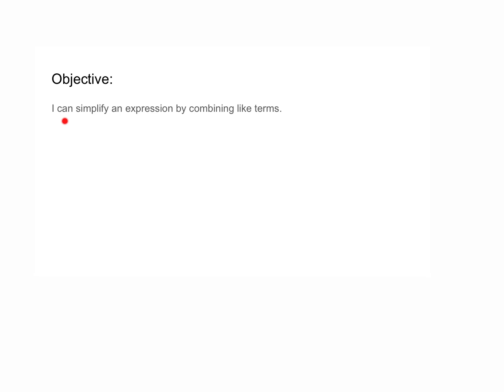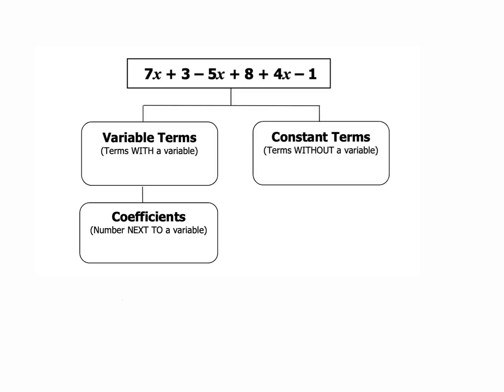Our lesson objective is I can simplify an expression by combining like terms. So now we're going to differentiate between variables and constants. First of all, our variables are the terms that have a variable, or in this case, a letter. They can be symbolized by different things. So we have 7x, negative 5x, and 4x.